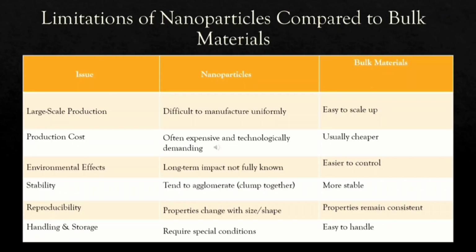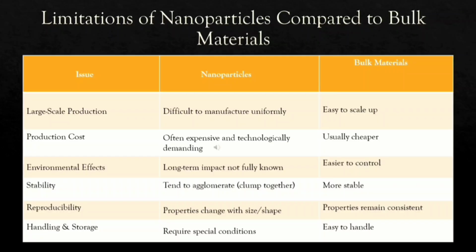Now let us look at some limitations of nanoparticles when compared with bulk materials. First is large scale production. Nanoparticles are difficult to manufacture uniformly on a large scale, while bulk materials are much easier to scale up. Next is production cost. Nanoparticle synthesis is often expensive and technologically demanding, whereas bulk materials are usually cheaper to produce.